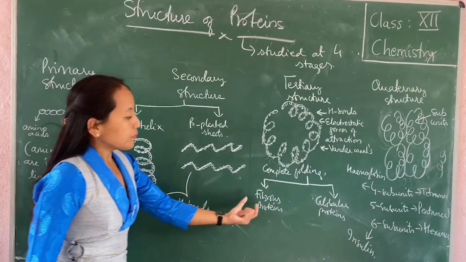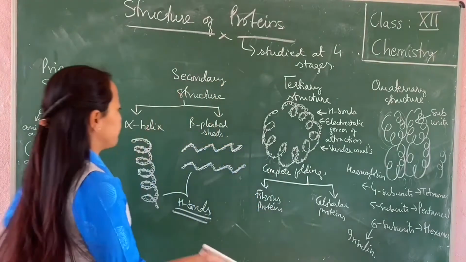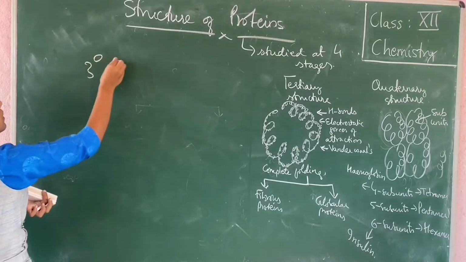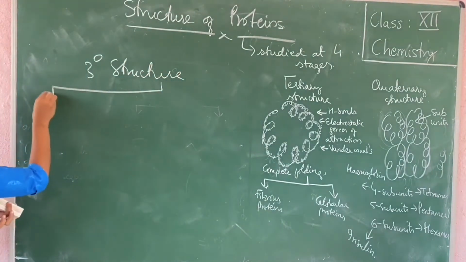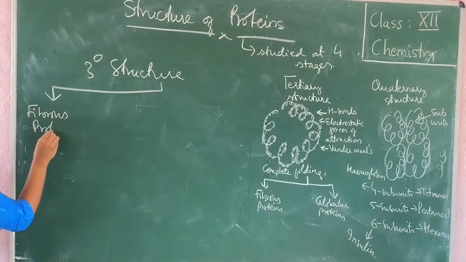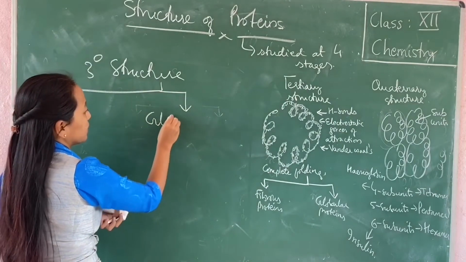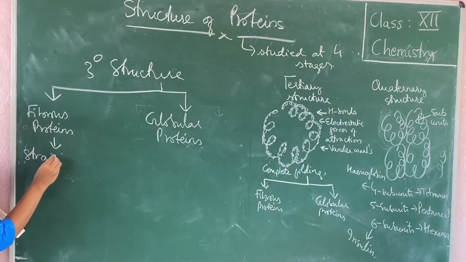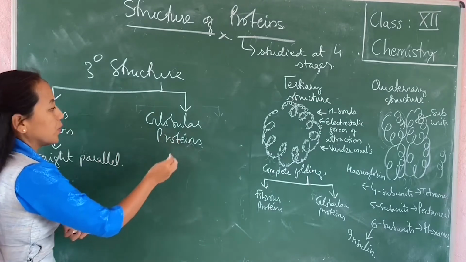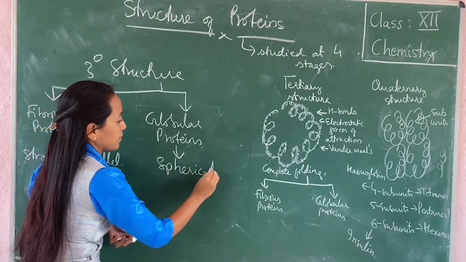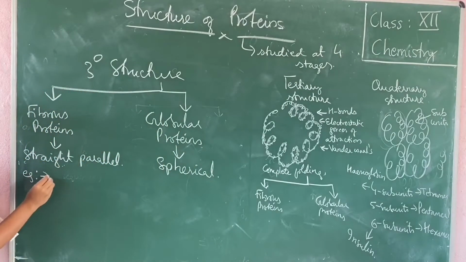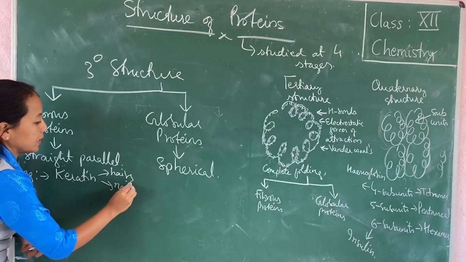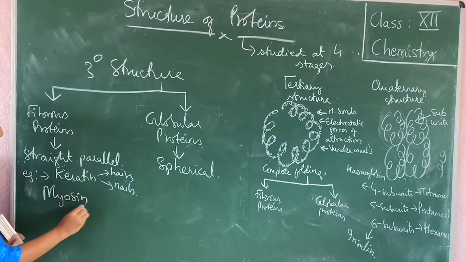Now let me explain the difference between fibrous proteins and globular proteins. Tertiary structures are of two types, that is fibrous proteins and globular proteins. Fibrous proteins are straight parallel, whereas globular proteins are spherical. And the example for fibrous protein is keratin, which is found in hairs and nails. And also myosin is an example for this, which is present in our muscles.